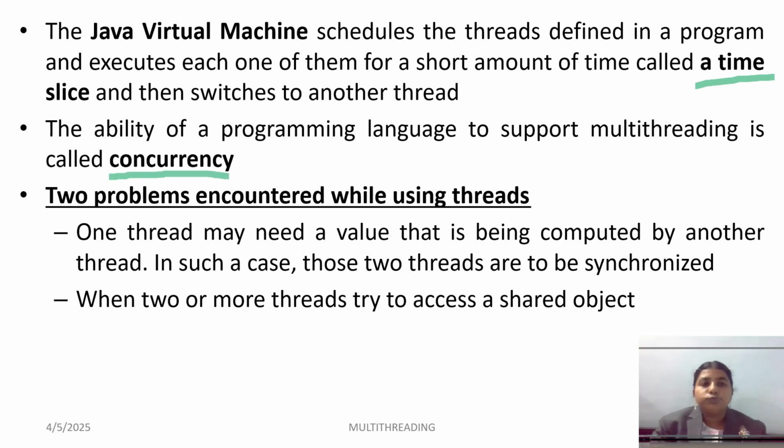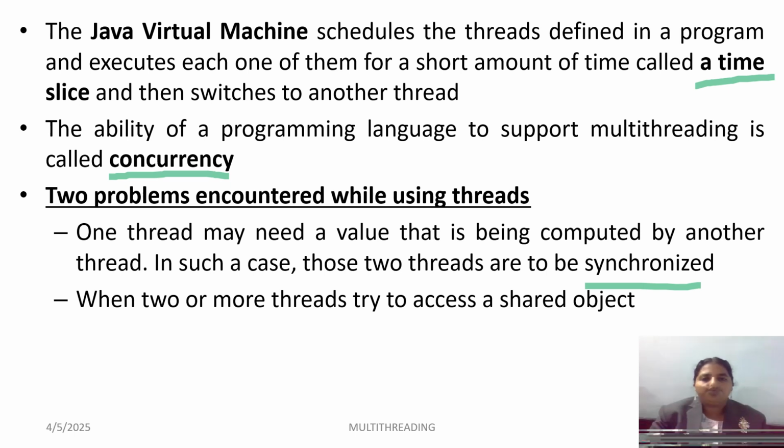However, we have two problems while using threads. The first problem is where one thread may need a value that is being computed by another thread. In such a case, those two threads are to be synchronized. When two or more threads try to access a shared object, then there could be another problem of waiting.